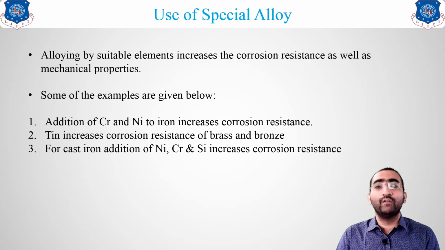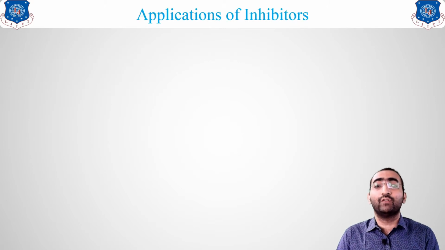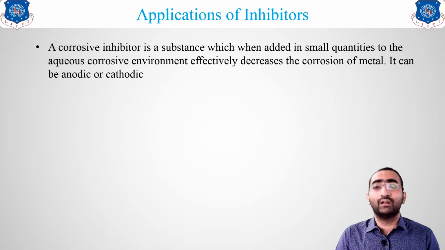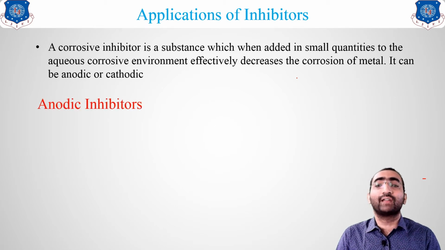Okay. So now moving forward to our next method, which is known as the application of inhibitors. Now what do we mean by inhibitors? Inhibitors are materials which are added in a very small quantity to the aqueous environment, for the corrosion resistance of the material. So due to that, a decrease of corrosion in the metal will take place. There are two types of inhibitors which we can use: either anodic inhibitors or cathodic inhibitors.